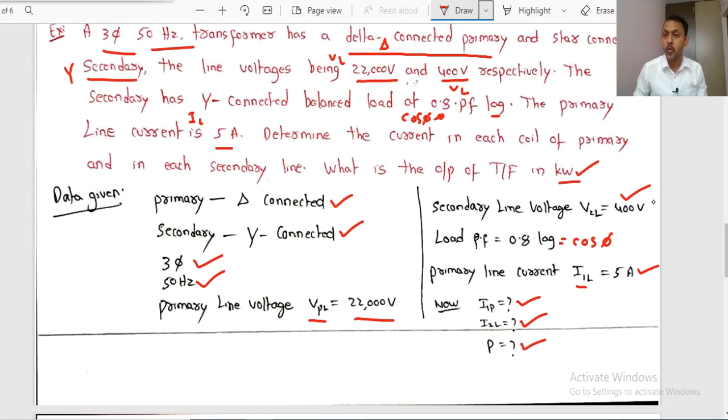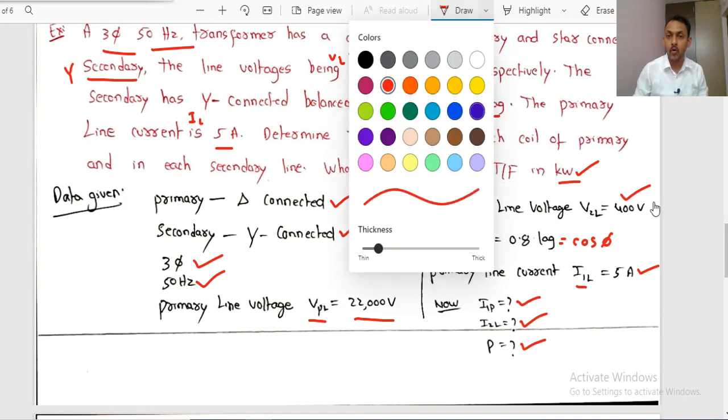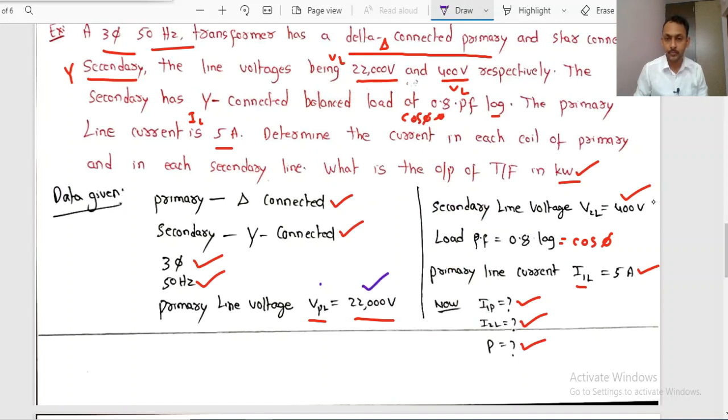The output power is how much? This is what we are going to focus on now. Clear up to here?